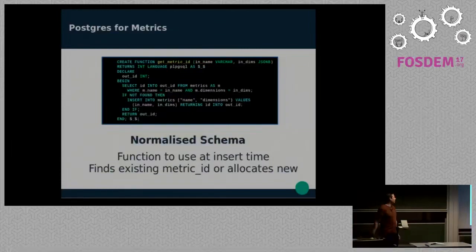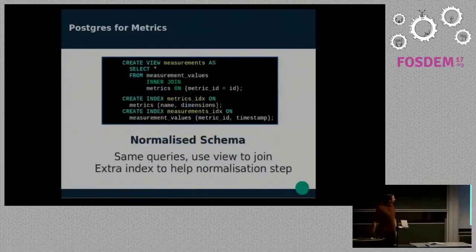So we find the ID of the metric, and then we tag the measurements with that value. I don't expect you to read that now, but it's the rough thing to do. Not too tricky. And the queries that we can do on this are exactly the same as before. It's just we can use that view to do the join for us. Just a technicality more than anything else. You could write the queries with the join in if you wanted to.